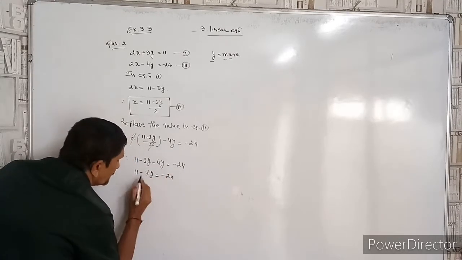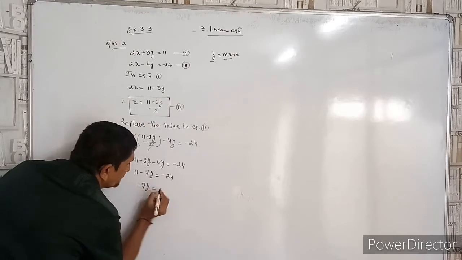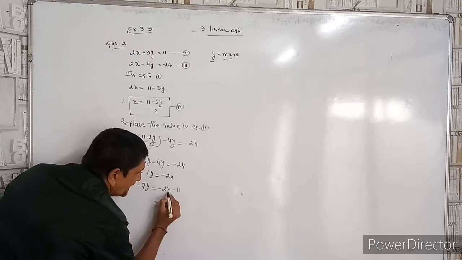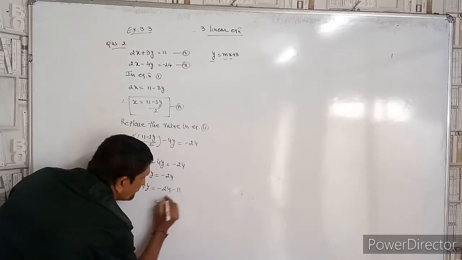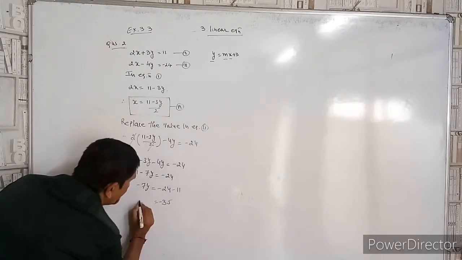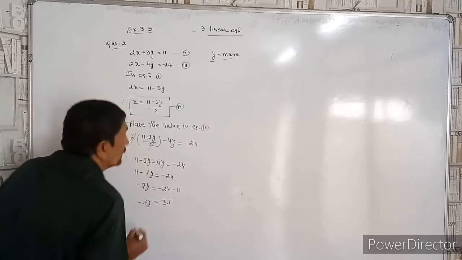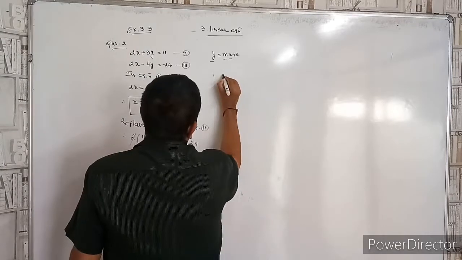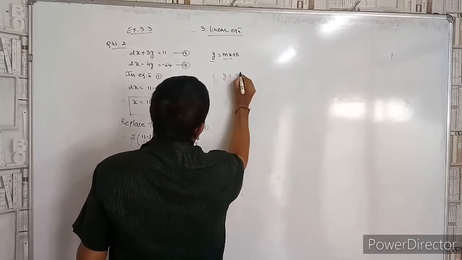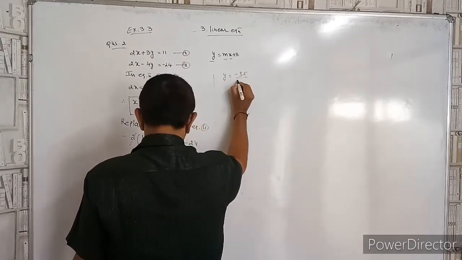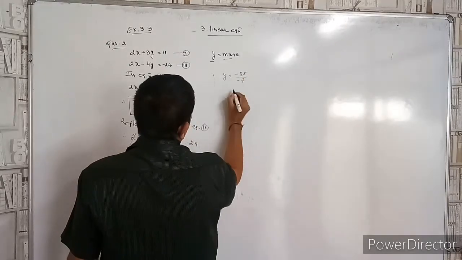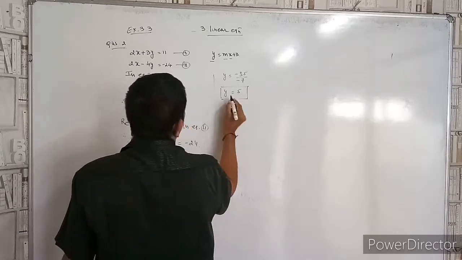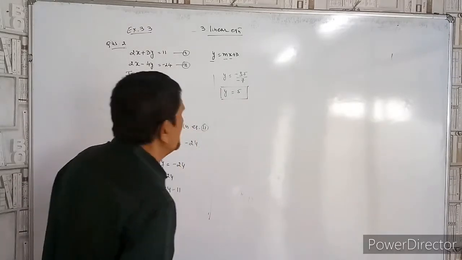Now this is 11 minus 3y minus 4y, it is minus 7y is equal to minus 24. This 11 will shift to the other side. So minus 7y is equal to minus 24 minus 11. So minus minus addition, 4 plus 1 is 5 and 3, minus 35. Therefore y is equal to minus 35 upon minus 7. 7 5s are 35. So y is equal to 5. Replace this value in equation A.